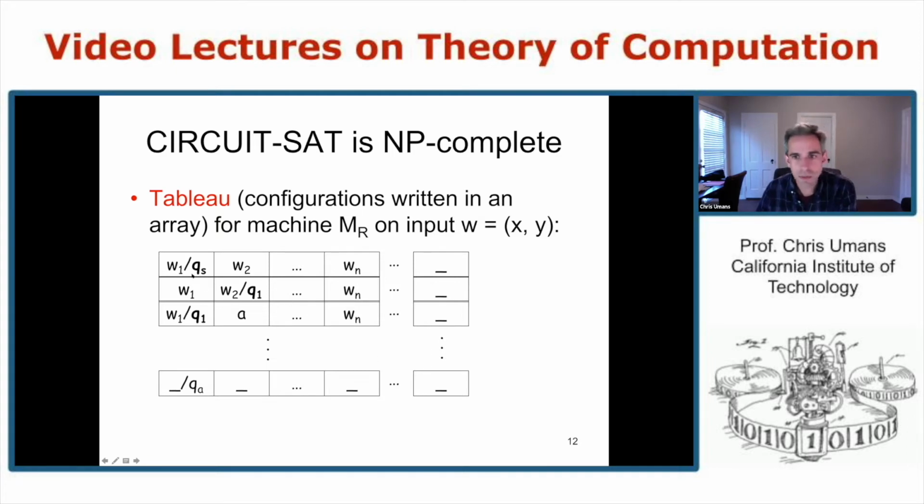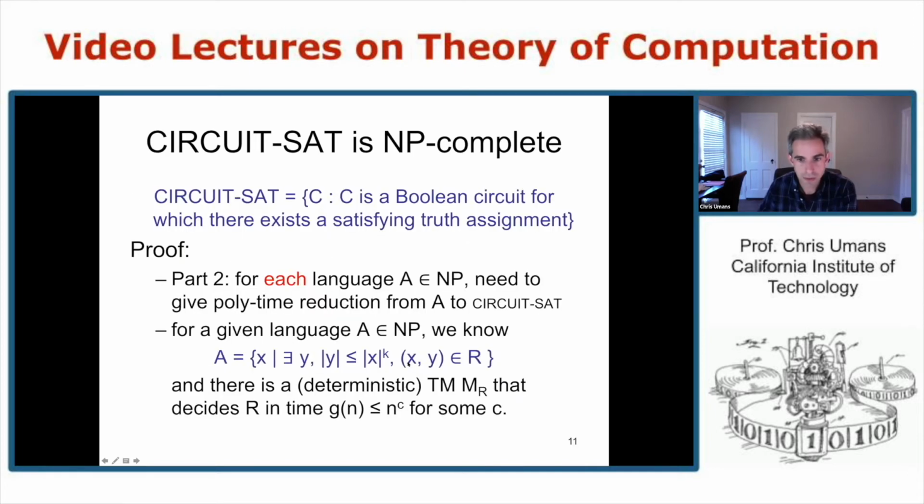So in this example, the machine that we're thinking about is M sub R, the verifier for the NP language A that we're talking about. So that's our polynomial time Turing machine. It has its input w, which in fact comes in two parts. It's the X and the Y. Just to remind you, there are two parts of the input, which are the X, which is the instance of A, and then Y, which is the purported witness.